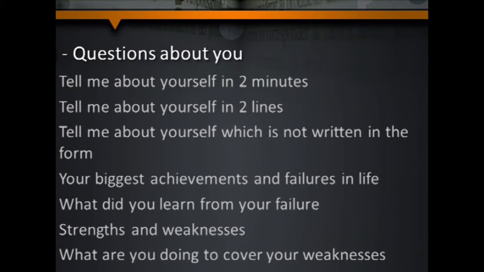So these all should be in one or two lines, and it should be properly structured. You have to prepare this answer well. You have to pick the points from your life which you think would be a bit interesting for the interviewer and also relevant to your context, because you're sitting in a B school interview.